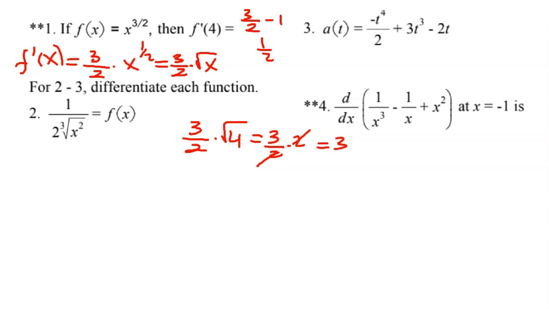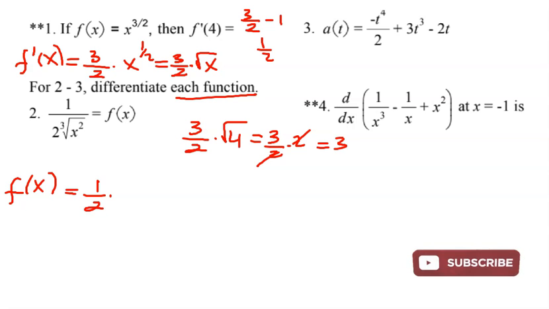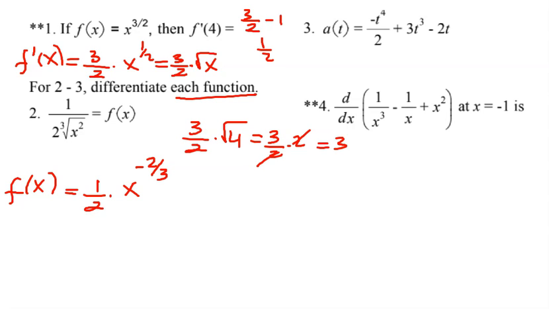Okay? For question 2 and 3, it says differentiate each function. But notice that sometimes we may need to do something algebraically before we take the derivative, okay? Like these questions. So first of all, f of x can also be written as 1 half times, and notice that I'm putting this constant number out front, so 1 half times x to the power of negative 2/3. So this whole thing can be written like this. Okay, so now we can take the derivative.